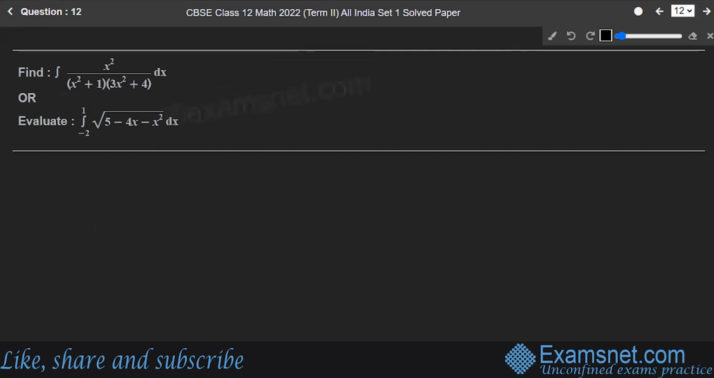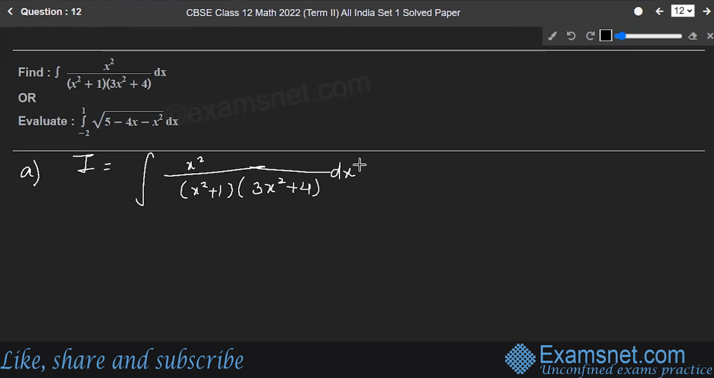You have a choice in this question. Both are integration problems. Let's go with the first part. Okay, so this is A. Let's say this is equal to I. The I is given by integration of x square upon x square plus 1 into 3x square plus 4 dx. Now I'll put x square is equal to t. Then if I find out the derivative, dt is equal to 2x into dx.